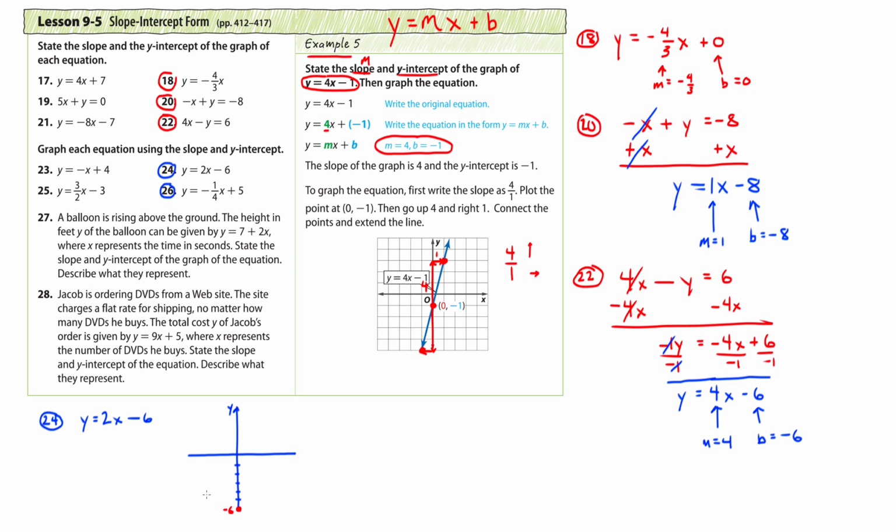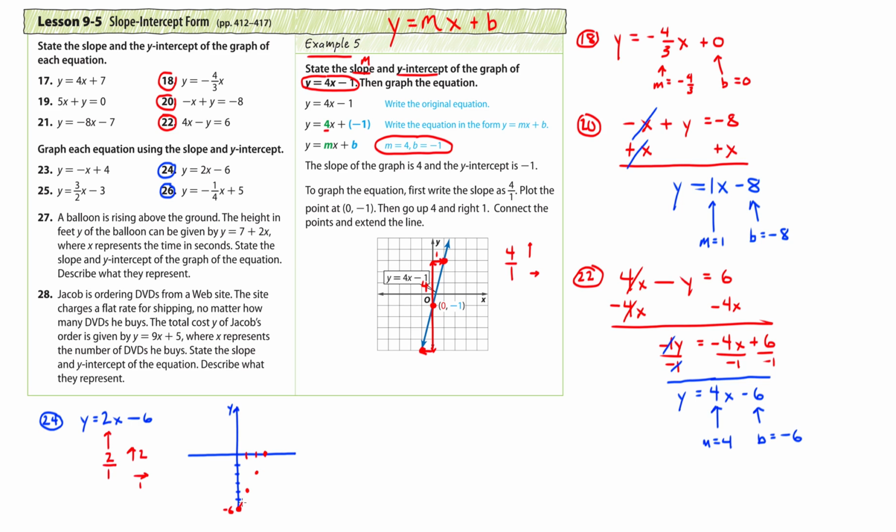And then the slope is 2. This slope number is 2, I'm going to think of it as the fraction 2 over 1. And what that means is I'm going to go up 2 and right 1 from this first dot that I put. So I'm going to go up 2 over 1. And I can do that slope movement again, up 2 over 1. And that'll be another point. And I could even do it again, up 2 over 1. And that would be right there.